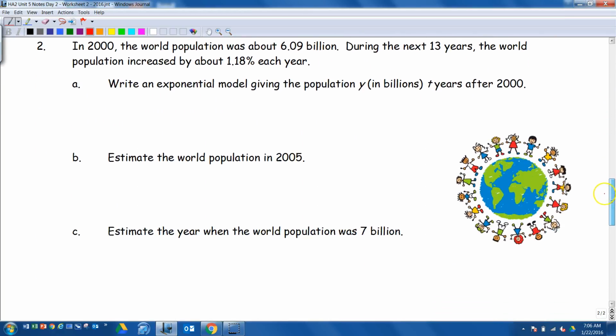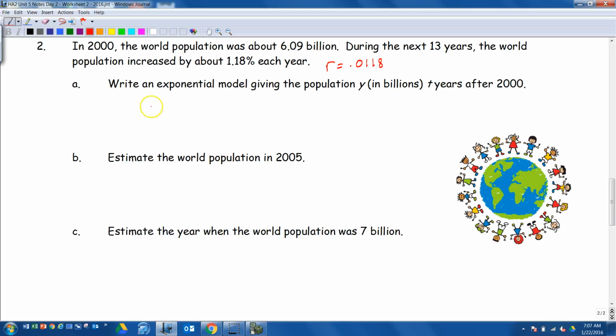All right, number 2. Same thing. In 2000, the world population was about 6.09 billion. During the next 13 years, the world population increased by about 1.18% each year. Right away, I'm going to say, well, that means the rate is 0.0118. That is how you always convert a percent to a decimal, by moving the decimal place. Write an exponential model given the population in billions t years after 2000.